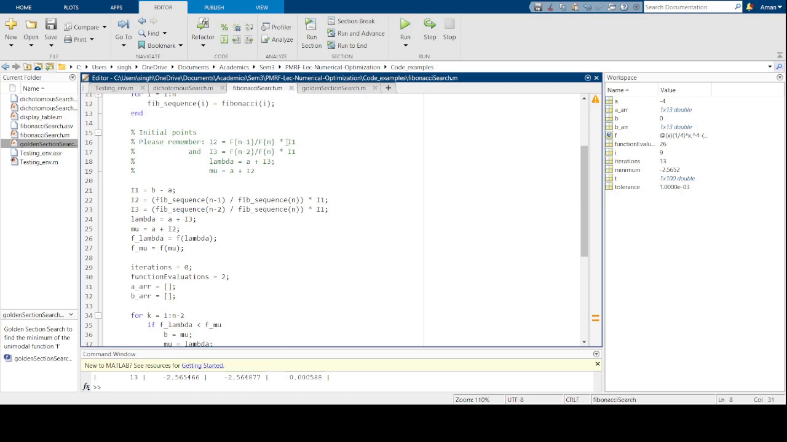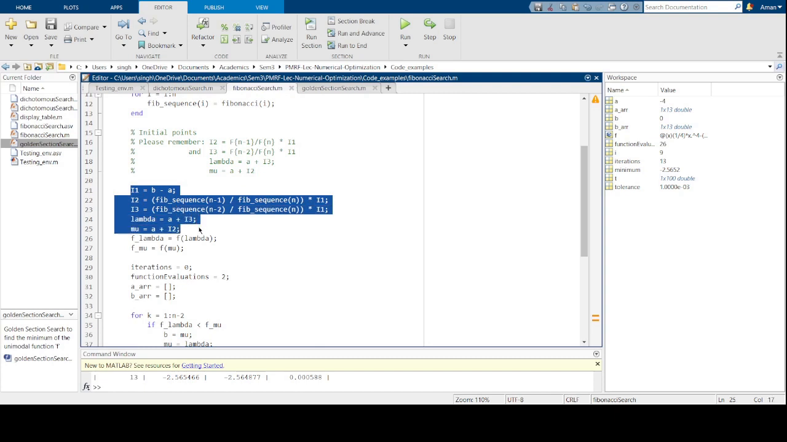So here it is written. We know that the relation between the first and the second interval is Fn minus 1 upon Fn, and the relation between I3 and I1 is Fn minus 2 upon Fn, where Fn is the nth term of Fibonacci series. And lambda is basically a plus I3, or length of the third, I3, and mu is a plus I2. Actually, lambda can be also written as b minus I3, but they are basically the same. Here, this is just code written for initializing the initial value of lambda and mu, which we already saw.